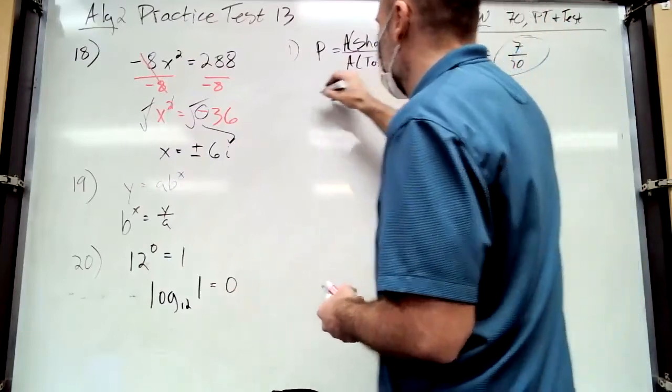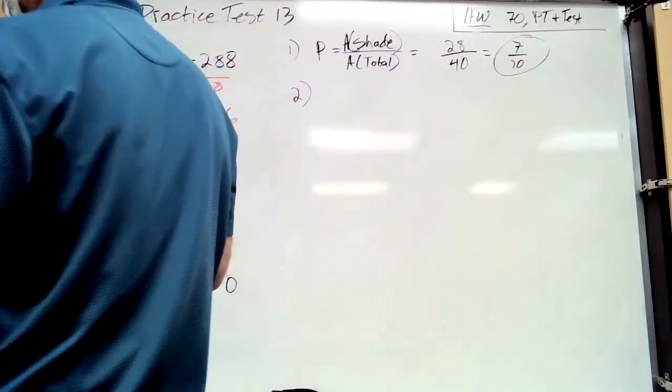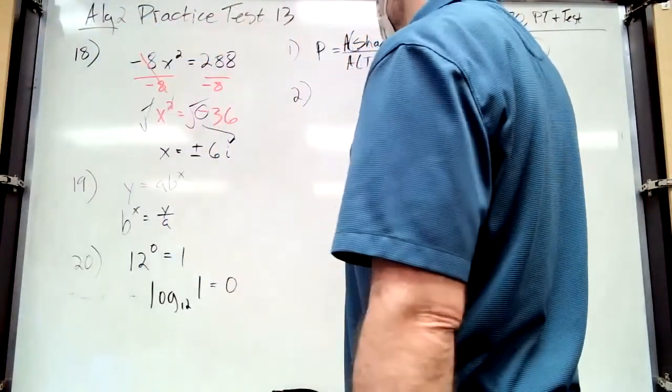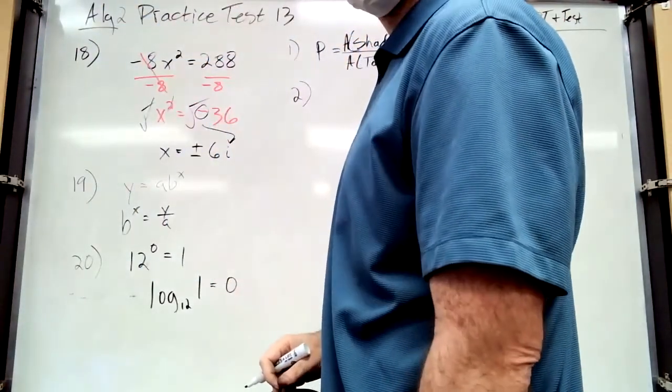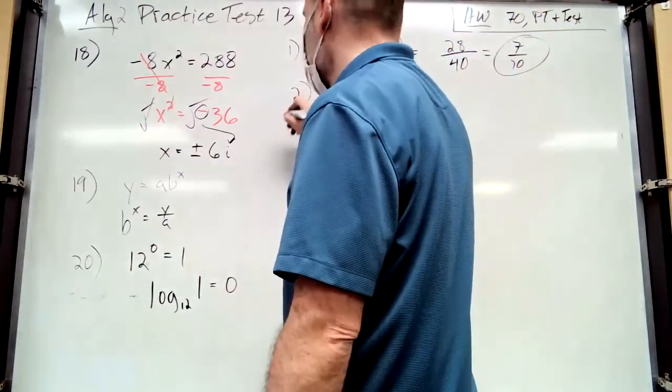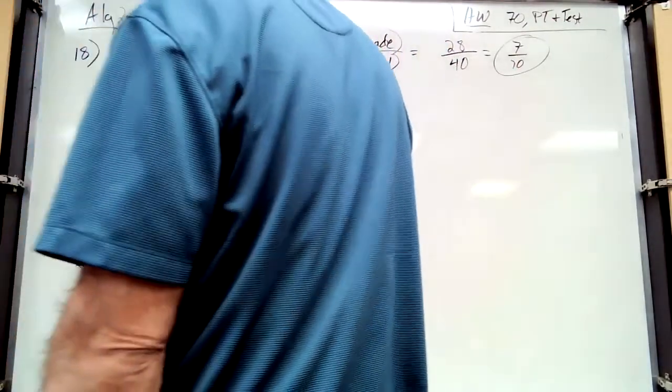Okay, boom. Number 2, use the binomial theorem to expand. Oh my gosh. I think, we did this, right? We lost them at 3. Maybe I'll come back to that if there's time. Number 3, identify the domain and range.